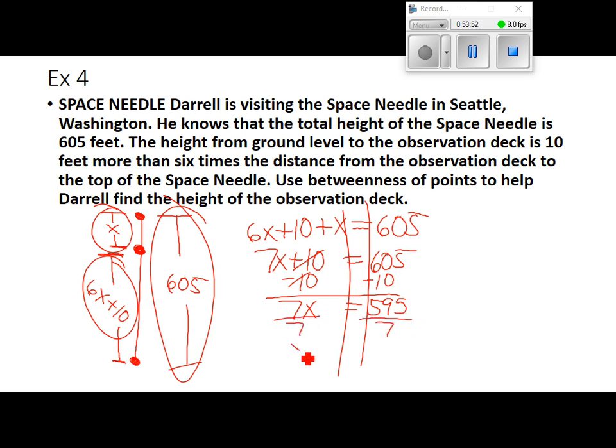5 both sides by 7. Somebody grab their calculator. Next week when I say that, everybody's going to be able to grab their calculator, right?